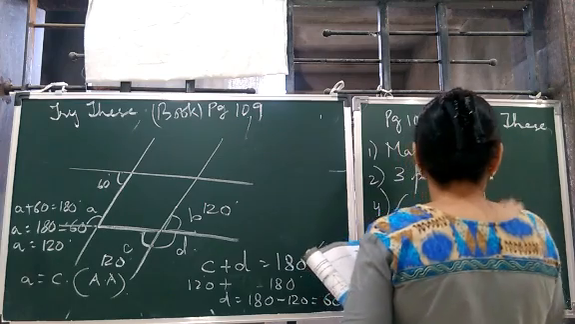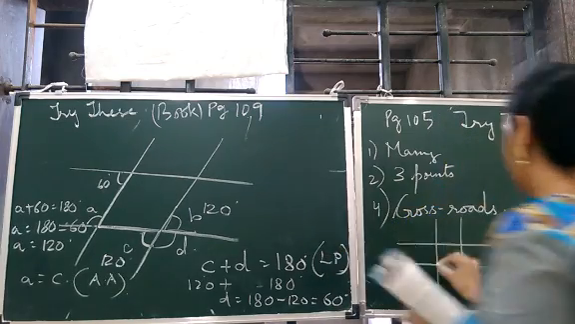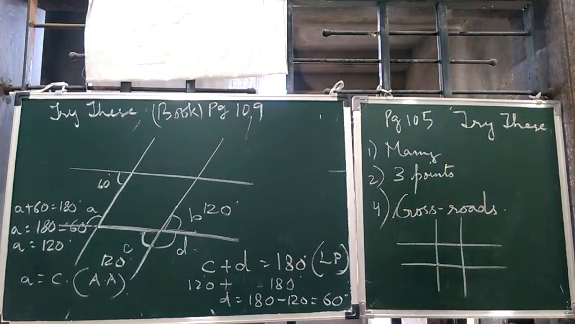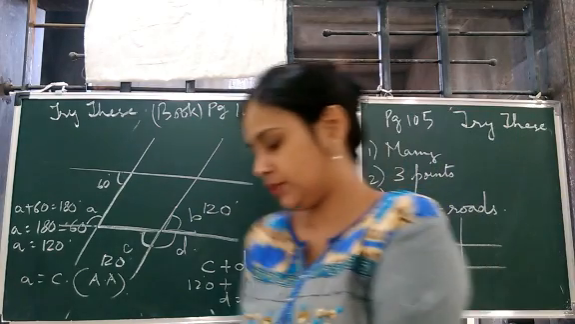Crossroads. Crossroads cross like this. Here. Example of transversal lines. Okay. So over. This much is over.